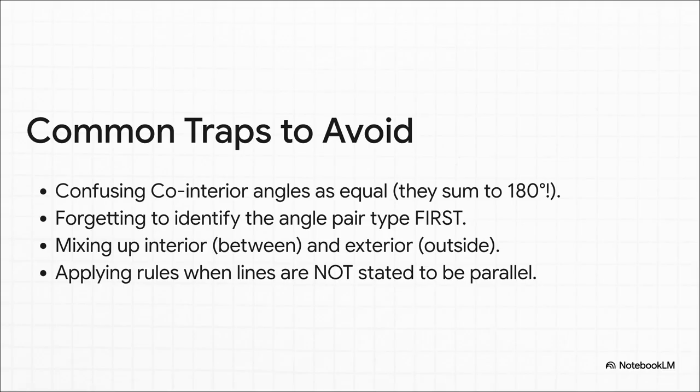The second trap is just rushing into the algebra without identifying the angle type first. That initial step is everything. It tells you what equation to write. And another one is just mixing up interior and exterior. Just remember, interior is in between the parallel lines. And finally, and this is a sneaky one tests love to use, these rules only work if you know the lines are parallel. If the problem doesn't say they are, you can't assume anything.